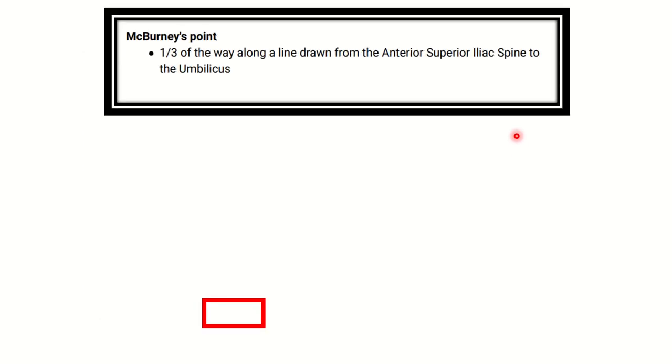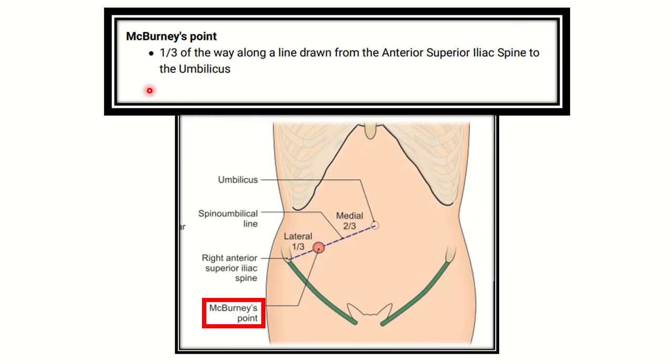Another important topic is the McBurney point. Here we can see the McBurney point. It is one-third of the way along a line drawn from the anterosuperior iliac spine to the umbilicus. So first of all, we have to draw a line from the anterosuperior iliac spine to the umbilicus, and the point one-third lateral and two-thirds medial is the McBurney point, and the appendicular tenderness is usually felt at the McBurney point.